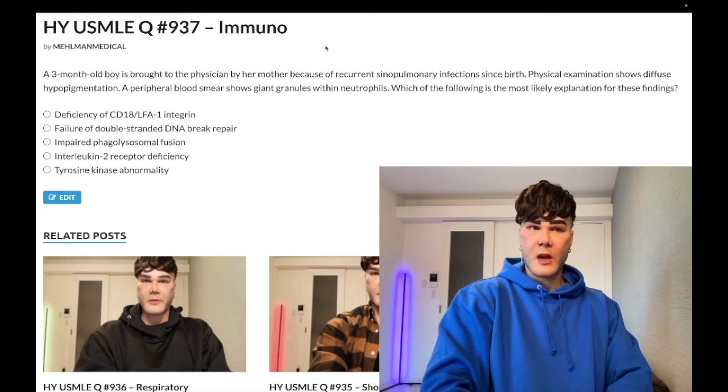Physical exam shows diffuse hypopigmentation. Peripheral blood smear shows giant granules within neutrophils, which the following most likely explanation for the patient's findings. Choice A, deficiency of CD18 LFA1 integrin.